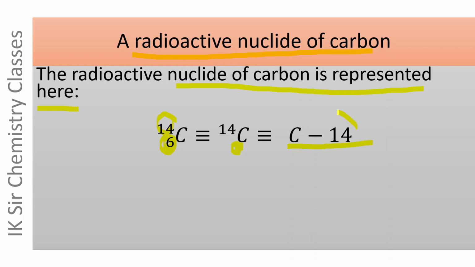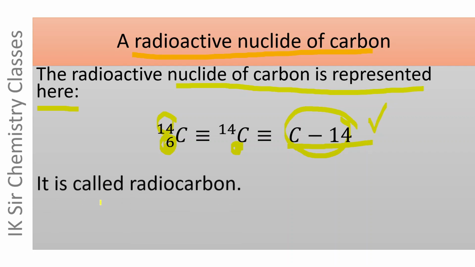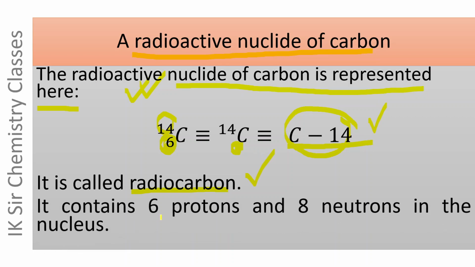This is the simplest and most convenient method to represent a nuclide, C-14. The radioactive nuclide of carbon is called radiocarbon. It contains 6 protons and 14 minus 6, that is 8 neutrons in the nucleus.